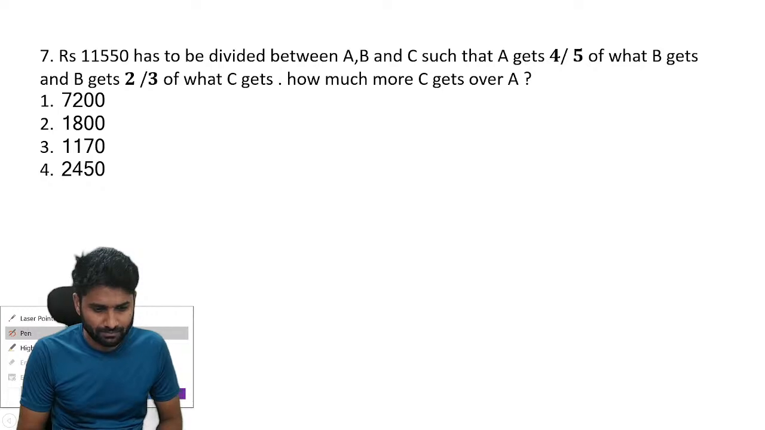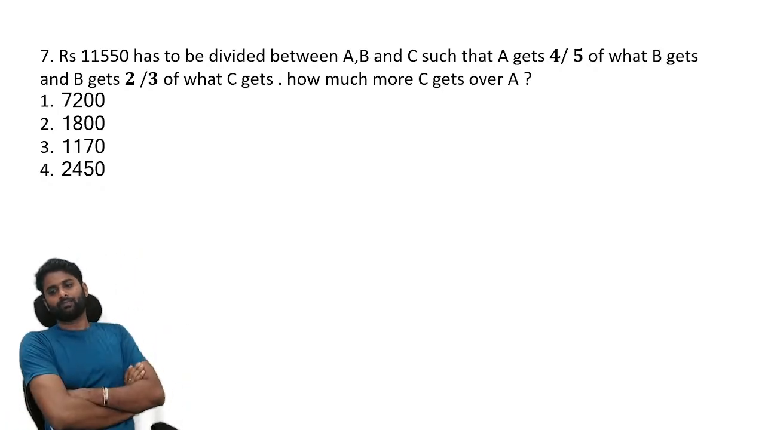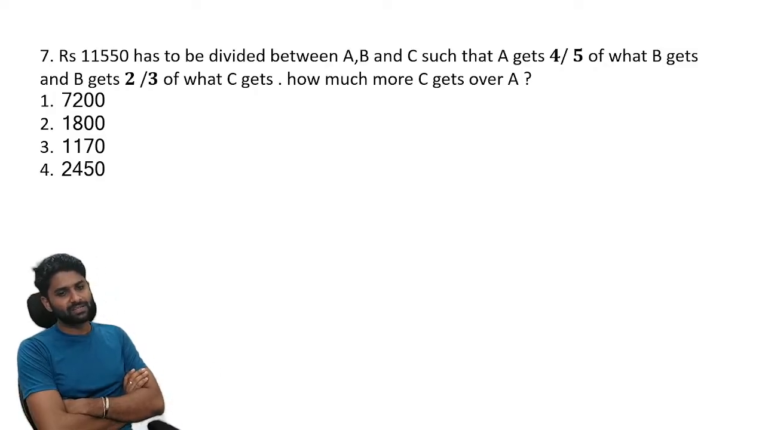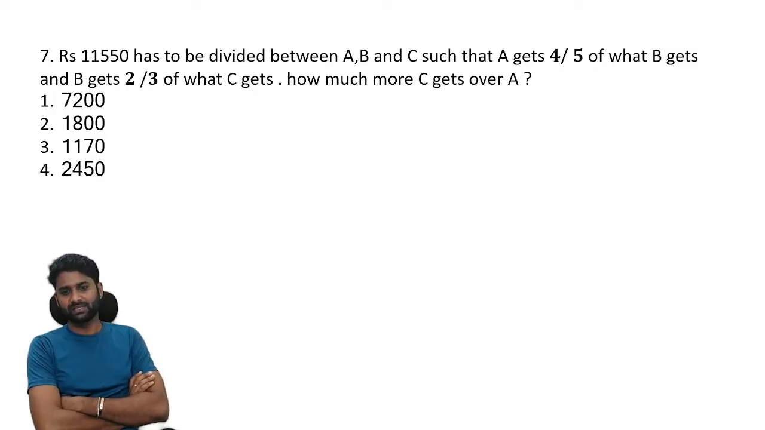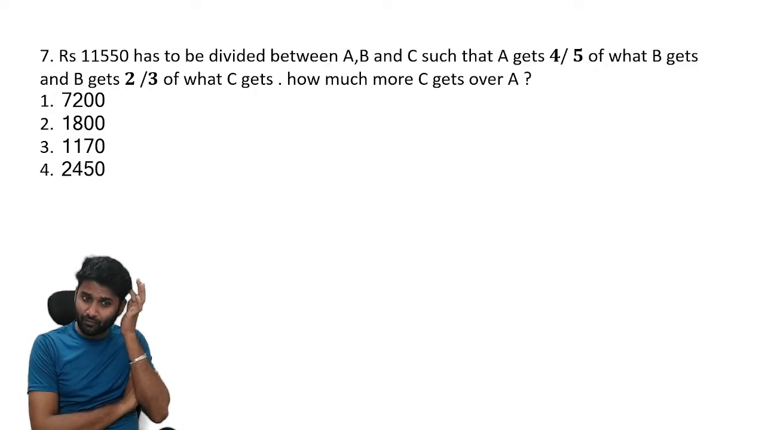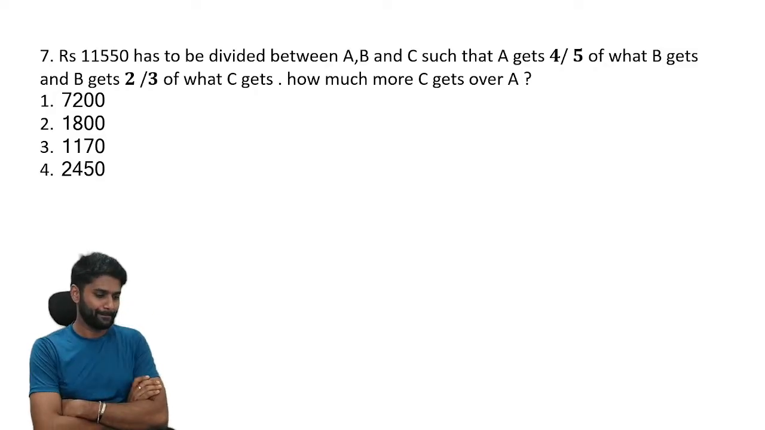Now again, try to answer this question. 11,550 has to be divided between A, B, C such that A gets 4 by 5th of what B gets and B gets 2/3 of what C gets. Then how much more does C get over A?